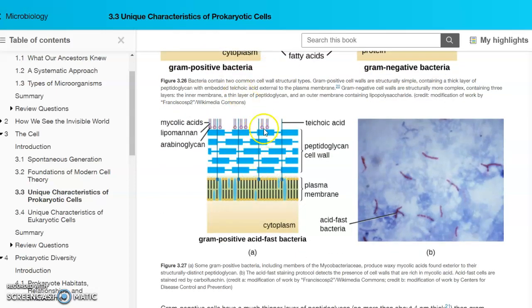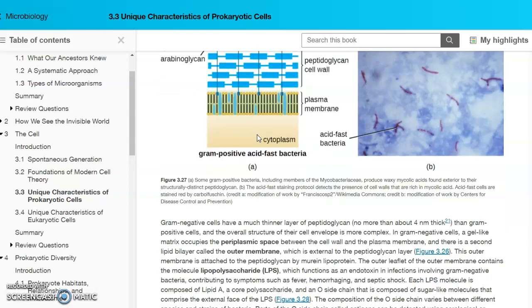It can behave like a toxin for some of our gram-negative bacteria. Some gram-positive bacteria also have additional structures. For instance, this is a member of the Mycobacteriaceae family that, in addition to having peptidoglycan, also have mycolic acids, which is a waxy lipid. And they stain gram-positive because they have the peptidoglycan in their cell walls, but they also stain acid fast because of these mycolic acids. And so we have a special staining procedure for them as well.